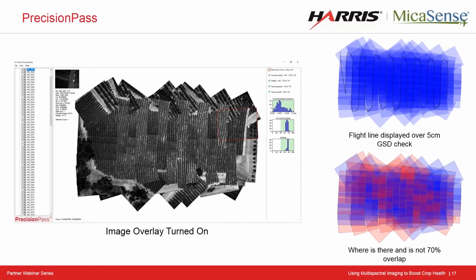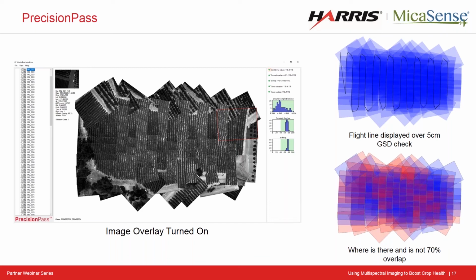So this is Precision Path. This is our field validation tool. This doesn't require internet connection or any kind of connectivity at all. It runs on a Windows laptop out in the field, and it's designed to quickly give you the results from your image capture. So we want to make sure that when you're out in the field, you realize if you had a problem or not, so that you don't have to go back to the office, find out, oh no, I left the lens cap on or something crazy, and then go back out to the field and capture again.